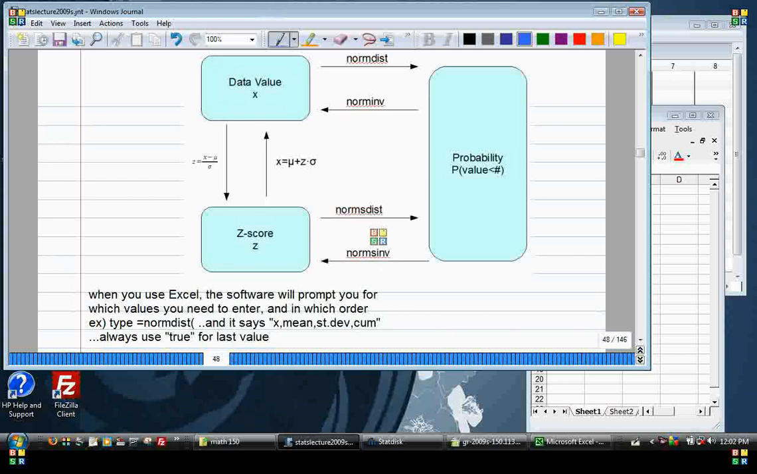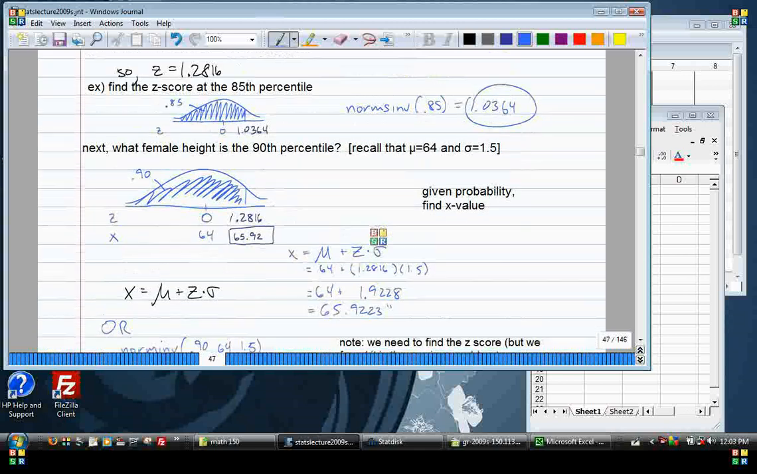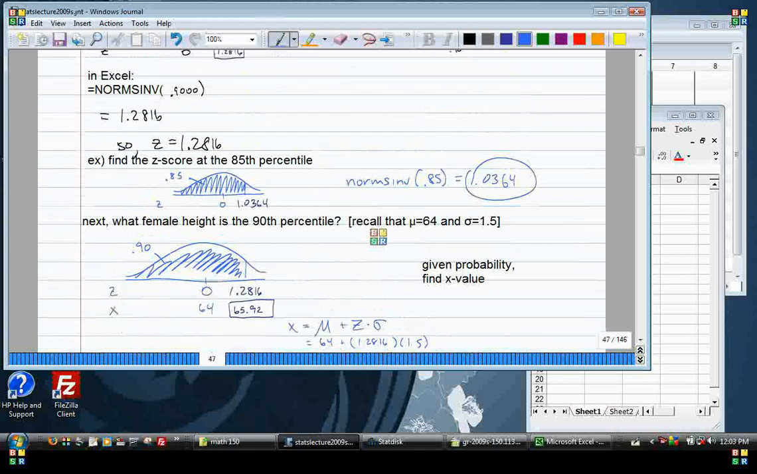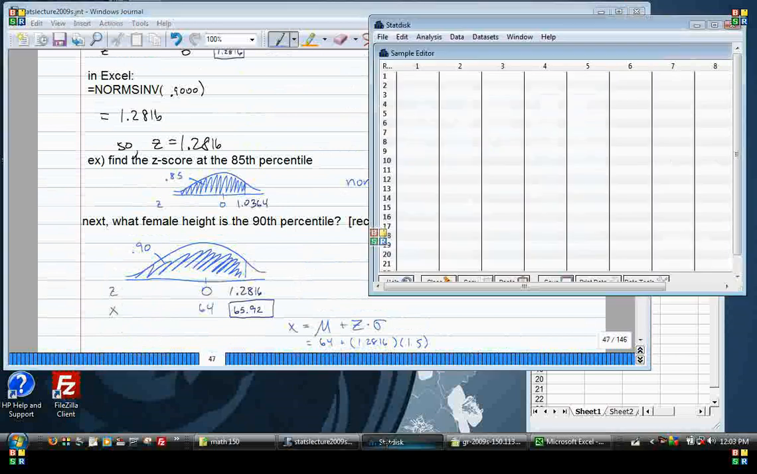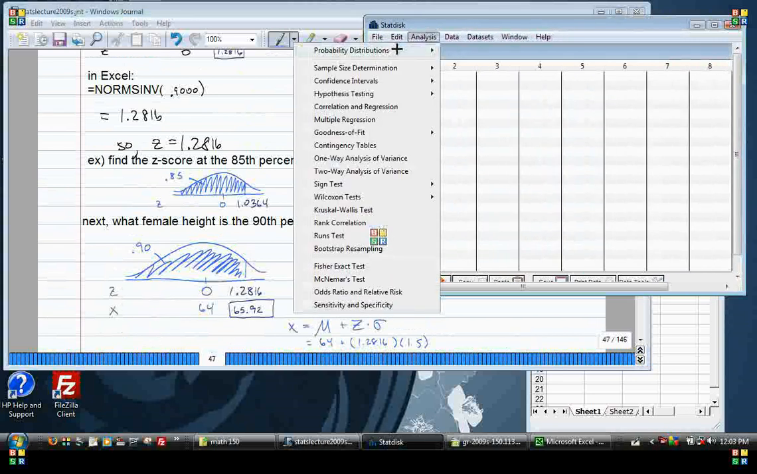Sorry, there's also one thing which I neglected to show you, which is the last bit, how to use Statdisk for that. So I'm going to come back to this chart in a second. I said you can use norm s inv to go from the probability to the z-score. We can also use Statdisk for that. So let's do that 85th percentile question. Analysis, probability distribution, normal distribution.